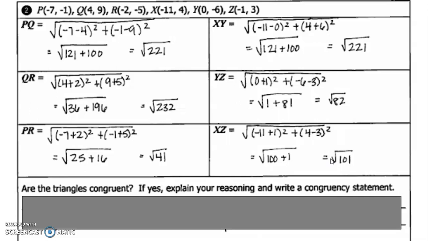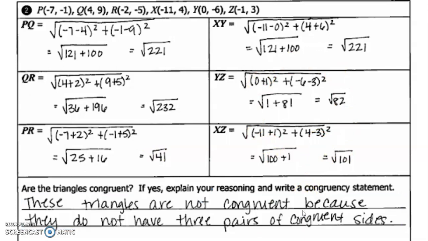Once we have all of those distances, we can compare our triangles and see if we can match anything up. It looks like we do have one of each side being the square root of 221, but if you notice, our other two sides of our triangles don't match up. There's no pair for QR or for PR with our other triangle. So, since our three sides are not congruent, we say that this triangle is not congruent because we do not have side, side, side. We don't have three pairs of congruent sides.